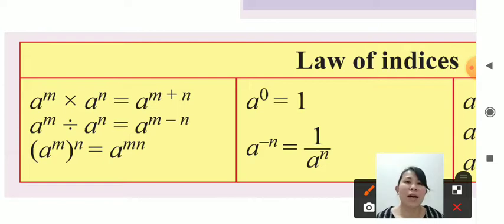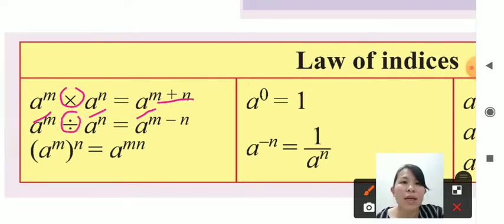Okay, the first one, you can see they have the same base. It only works if they have the same base. Okay, it has the same base A, so the answer will also be in base A. When you see multiplication, we add the indices together. If you see division, we minus the indices.